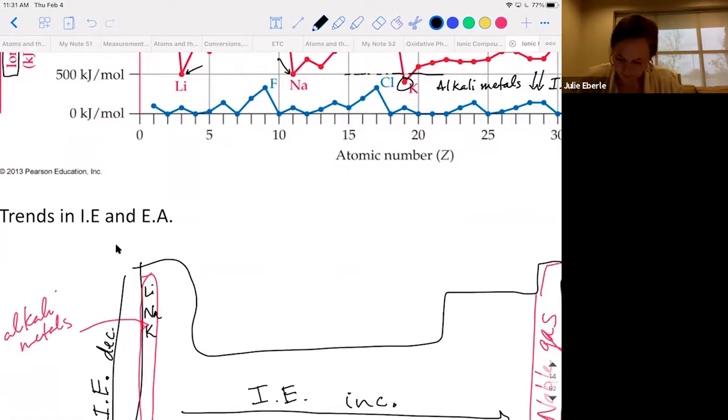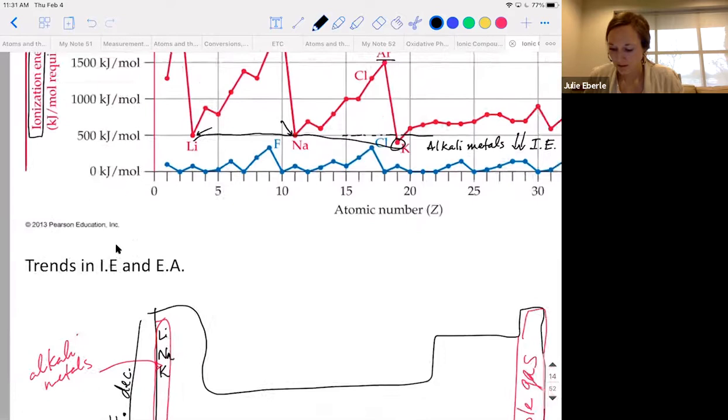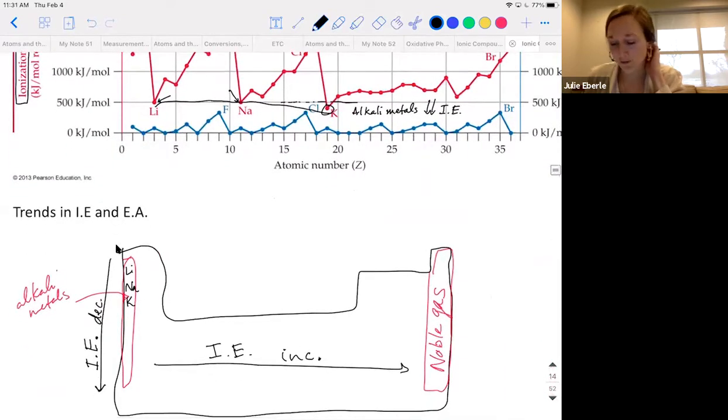Do you guys see that? Okay, so this kind of goes down eventually. All right, it's not as obvious, but there is a trend. Okay, so that's the trend for ionization energy. All right, let's talk about electron affinity.